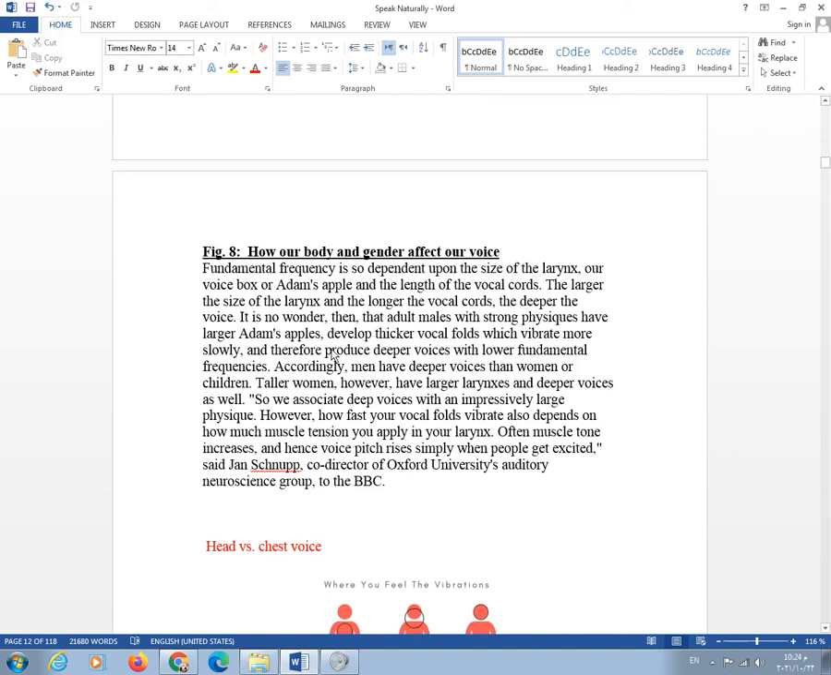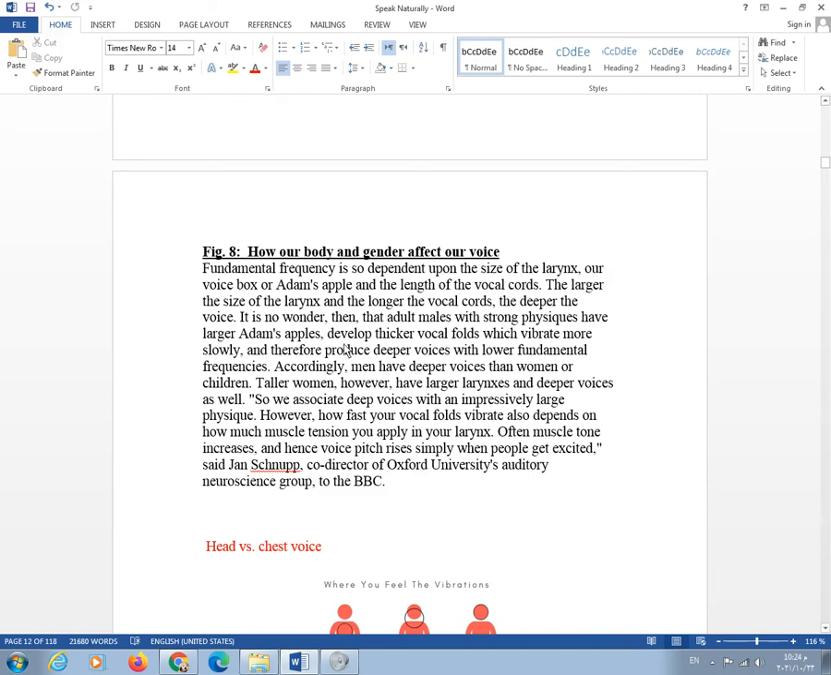يعني كل ما كان the size of the larynx الحنجرة كبيرة والvocal folds are longer، كل ما ده بيديني deeper voice، صوت كده عميق ورخيم and so on. عشان كده adult males with strong physiques have larger Adam's apples.